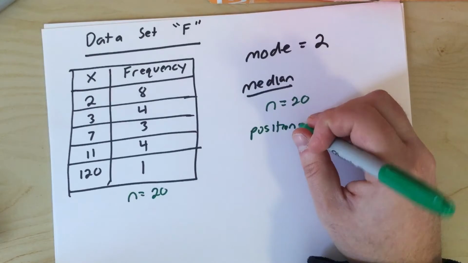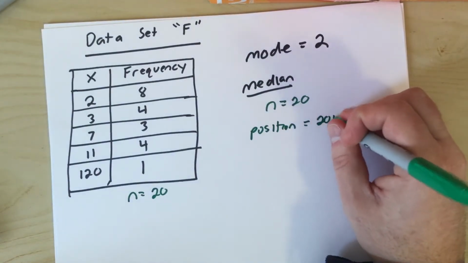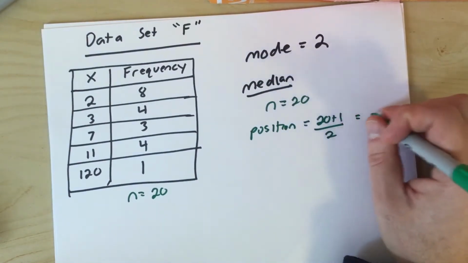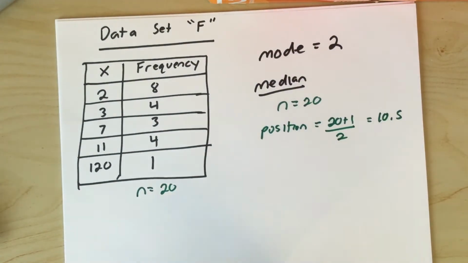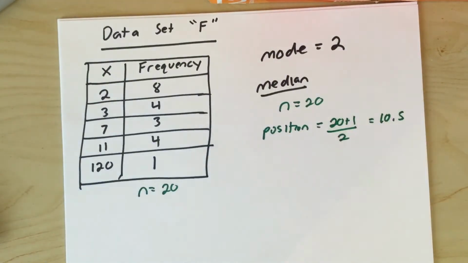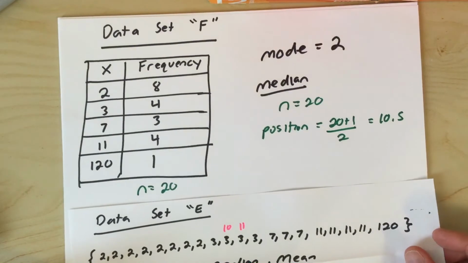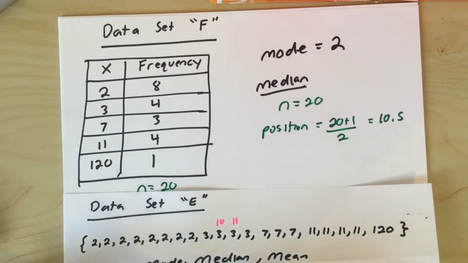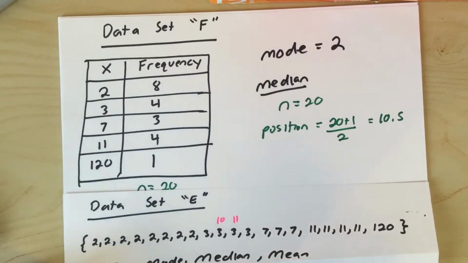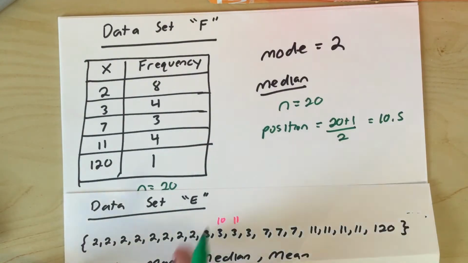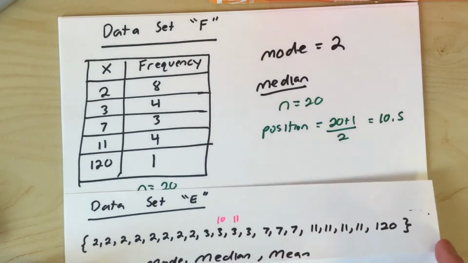So the position of the median is going to be (20 plus 1) over 2, which is going to be 10.5. Now, where is the 10.5th position? In case you haven't caught on yet, this frequency table is just the same as our previous data set, right? We have 8 2s, 4 3s, 3 7s, 4 11s, and a single 120. So E and F are essentially the same data set. It's just that this one is shown in a different way than writing out all the numbers.